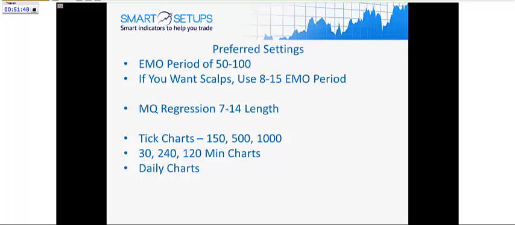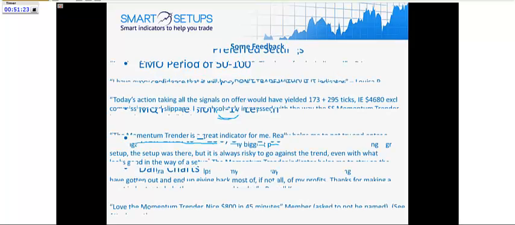Regression, for short-term stuff, you can use a 7 to 14 length. If you're in the trading room with me, we use a 50. For the tick charts, you can use a 150, a 500, 1,000, 250 tick, any of those. For your time-based charts, you can use a 1 minute, 2 minute, 3 minute, 30, 240, 60, 120, daily, weekly, etc. You can look at those and see how it works. It works really well in all of them.